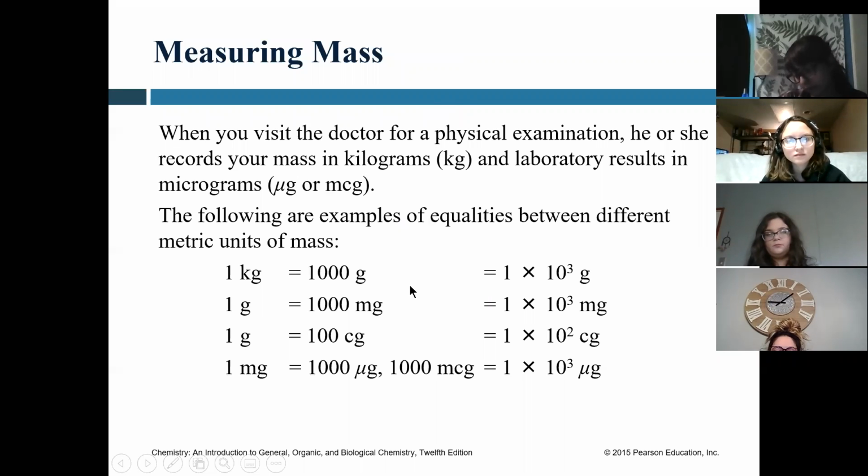Measuring mass. When you visit the doctor for a physical exam, he or she records your mass in kilograms and your laboratory results in micrograms. Here are some relationships. I've never been given my weight in kilograms. If they did, I'd be very happy because it would be a much lower number than it is in pounds. Usually I get it in pounds. In other places, they give it in kilograms. But again, the prefixes mean the same thing even if we change the base unit. So 1 kilogram is equal to 1,000 grams. I feel like we're sort of beating a dead horse at this point.